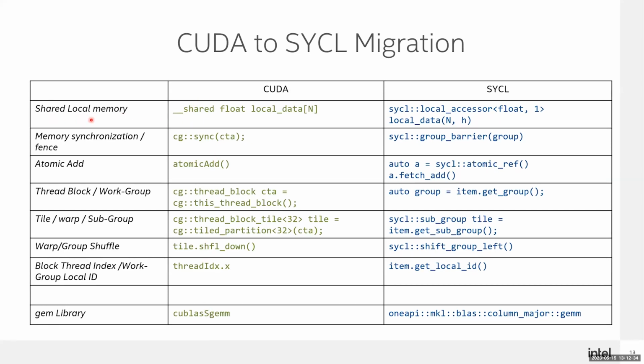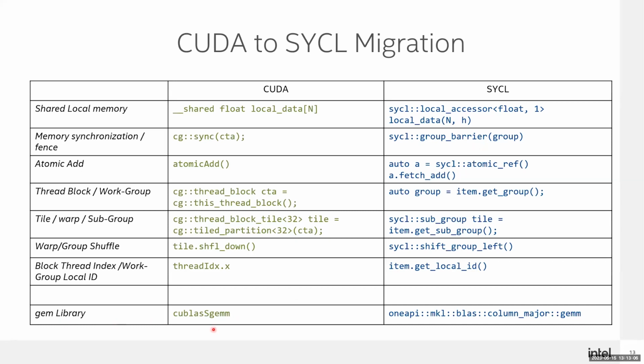There's something called shared local memory with low latency. To access that in CUDA, you would just use this __shared__ to define the memory object. And in case of SYCL, you use this local accessor. And similarly, you have all these different API differences, right? So these are the most commonly used. So you can use this table to quickly look at what CUDA code is doing, and then you can see what the SYCL equivalent is, right?